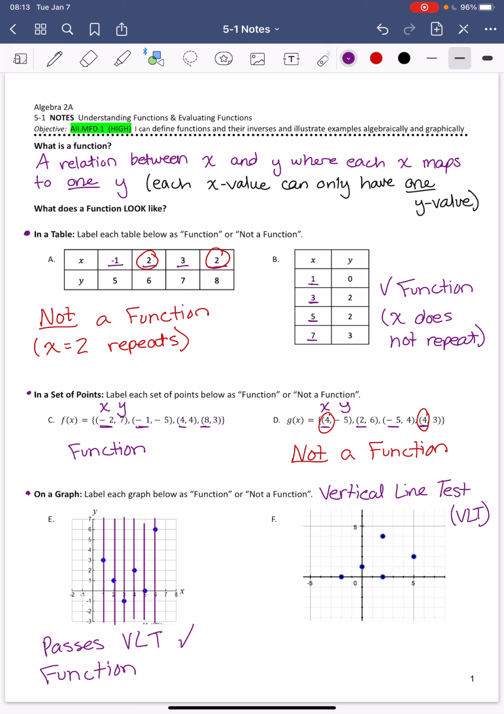Now let's take a look at another example, example F. I'm going to do the same thing. I'm just going to draw vertical lines through the points. This time you can see that the third line I drew through has 2 points on it. This is what it looks like when it fails the vertical line test. Oh, fix that. There we go.